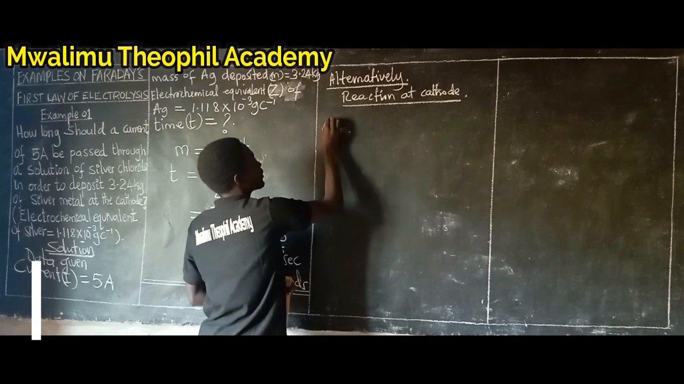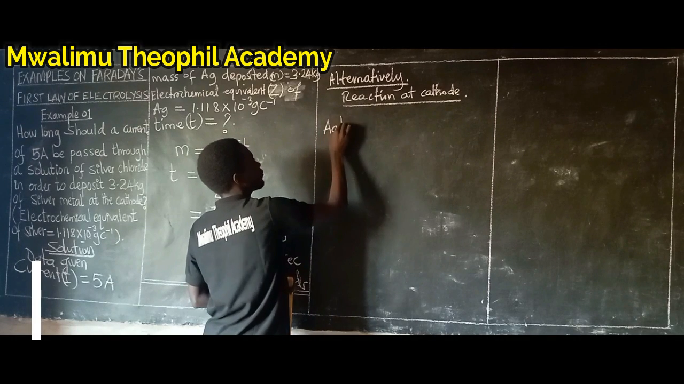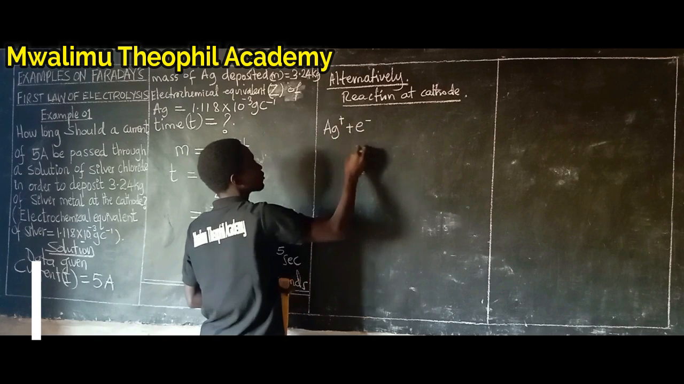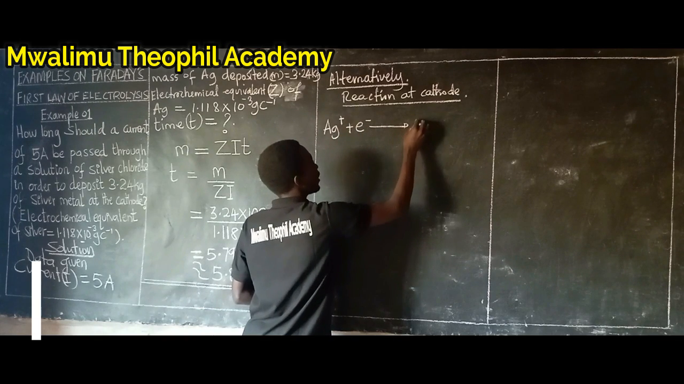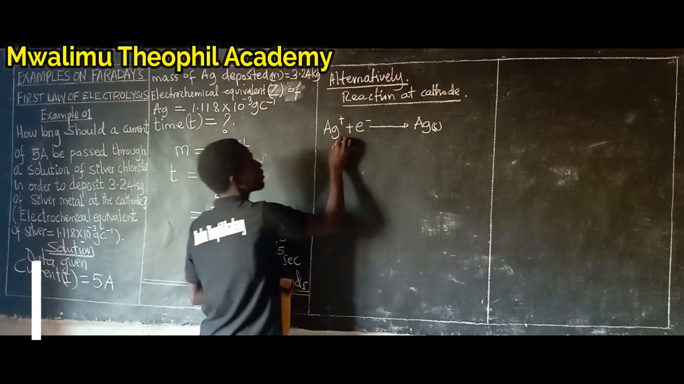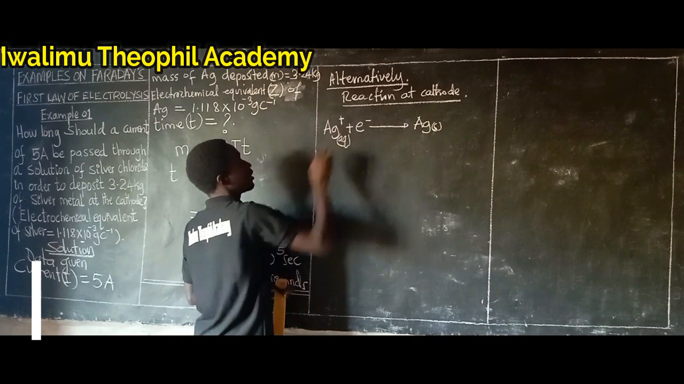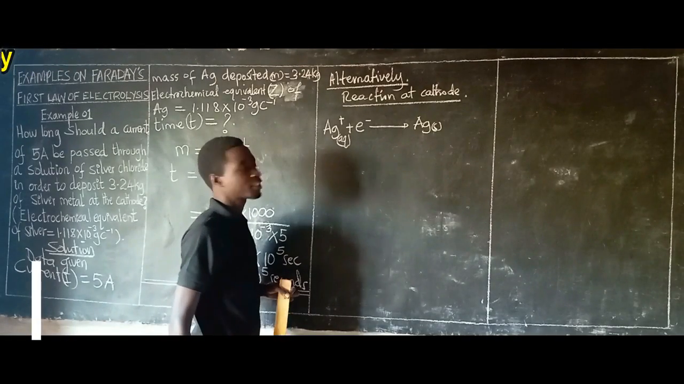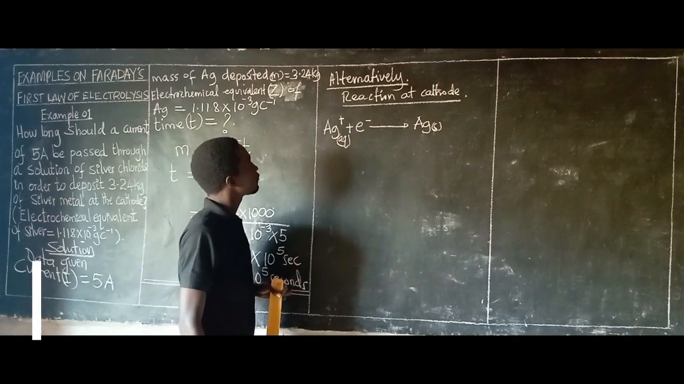It means that the silver ion is going to be reduced. It will regain the lost electrons and become silver metal, which is in solid form. Here it is in aqueous. So this is a balanced chemical equation for the reaction at the cathode, whereby the silver ion is going to be reduced, as you may see.